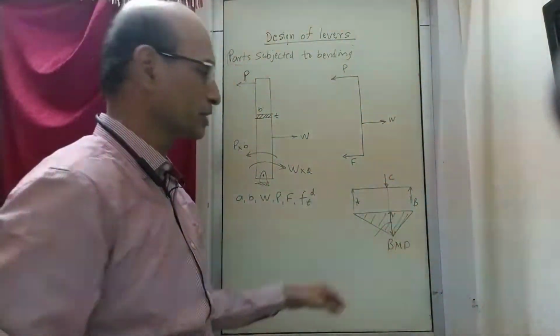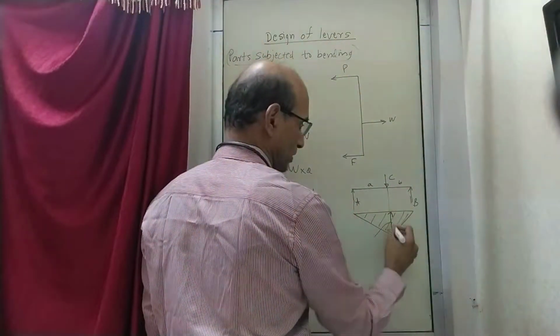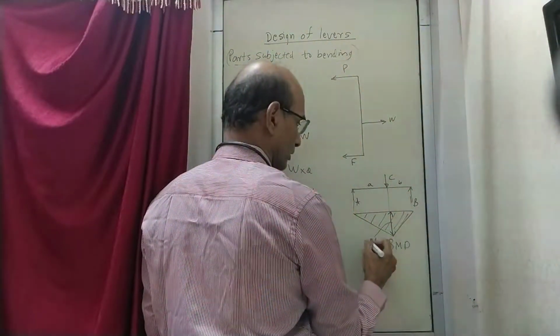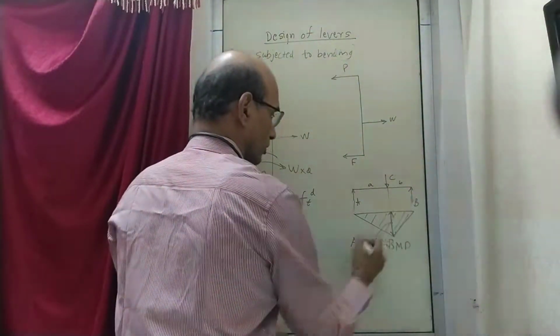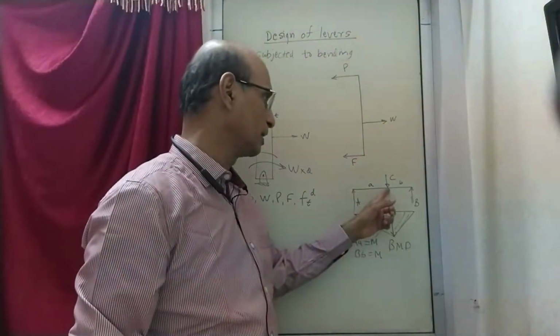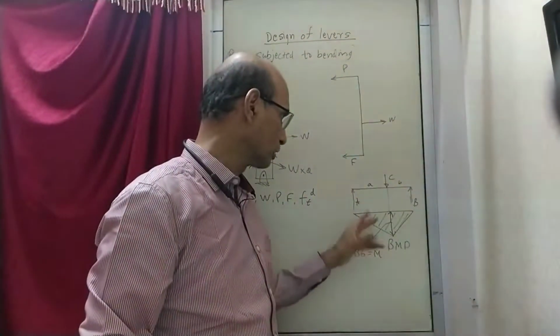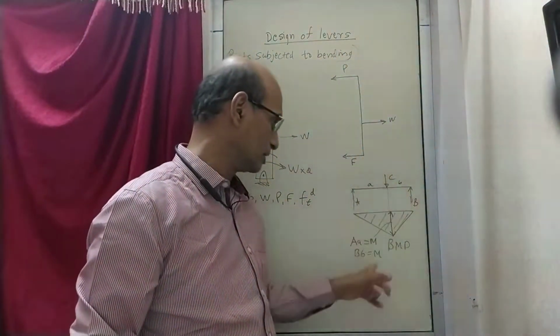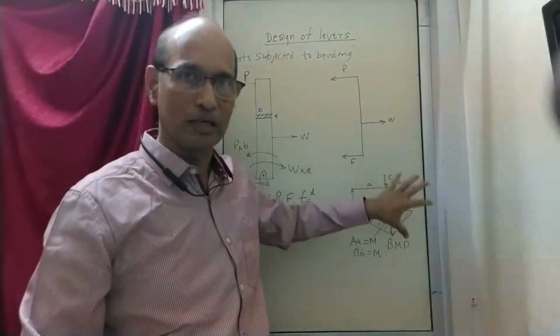Force A, force B, force C, and then some dimensions here. Then you can say that the bending moment here, maximum, is equal to A into A, or it is also equal to B into B. So A into A is the bending moment acting here, which is the same as the bending moment acting there, because it is in equilibrium. So the amount of bending moment you can find out like this. This is something which you already know. You can go back and revise.